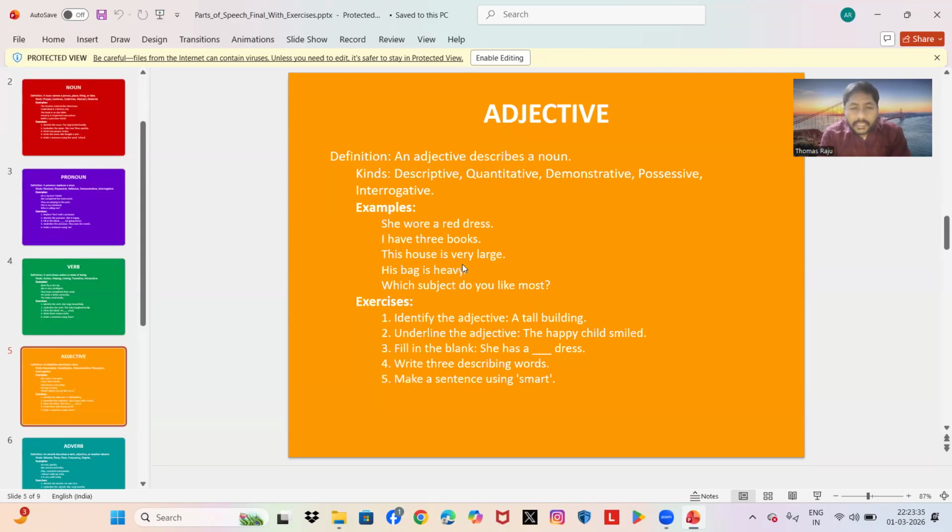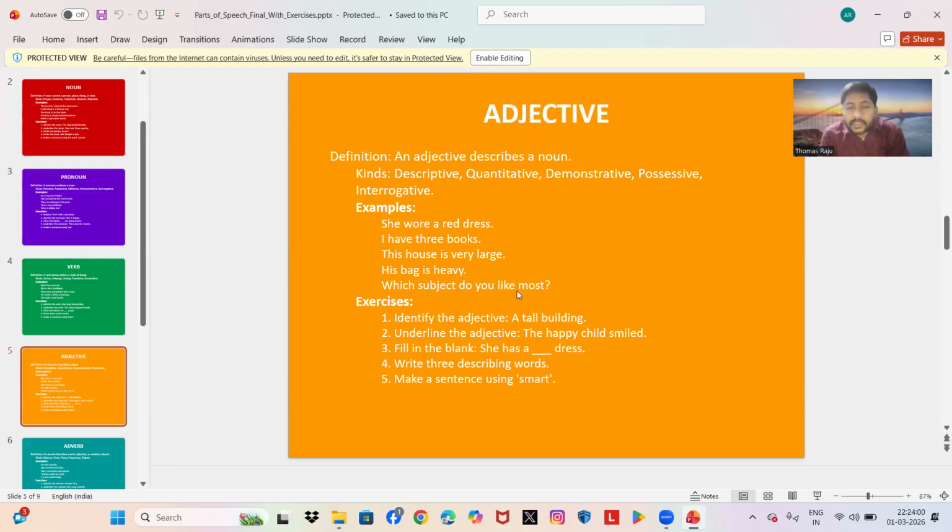Next, this house is very large. What is adjective in this? Large is adjective. The bag is heavy. What is adjective in this? Heavy. What is heavy? Bag is heavy. The word heavy describes the noun bag. That's why heavy is adjective.